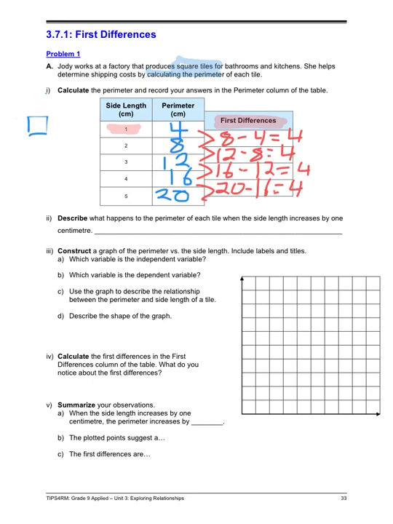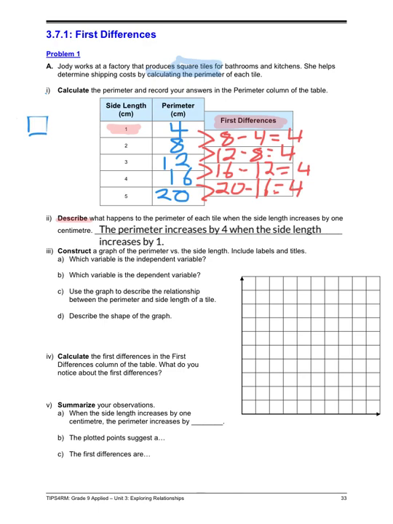So we are asked to describe what happens to the perimeter of each tile when the side length increases by 1 centimeter. Well, we've already seen in our table of values that as we increase the side length, we see that the perimeter is going to increase. And our first difference has shown us that we will increase by 4 each time. So we can say that the perimeter increases by 4 when the side length increases by 1.